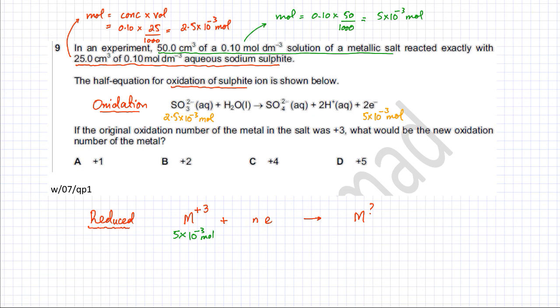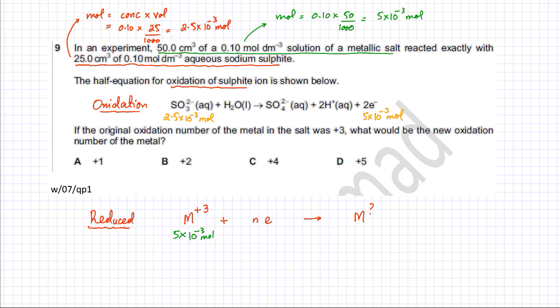Now coming back to the original question of trying to figure out what the charge on the metal in the salt is after reduction. As you can see, sulfide had 2.5 into 10 to the power minus 3 moles. So the amount of electrons that it was producing was 5 into 10 to the power minus 3 moles, because 1 produces 2, so it's 1:2.